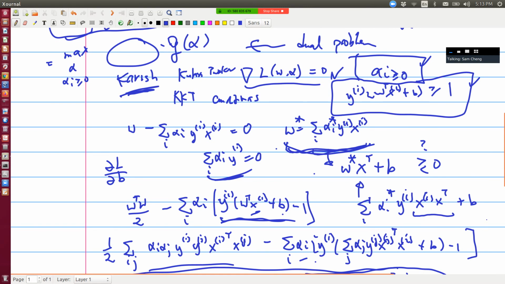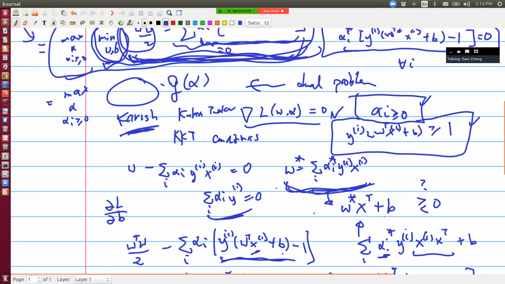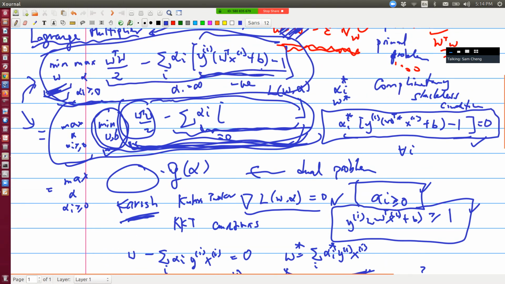One thing I want you to pay attention to is that most of the alpha_i are actually equal to 0, because earlier we said we need to satisfy this complementary slackness condition. I probably didn't emphasize this condition enough. If you look at this condition again, what is it? When this part is equal to 0, what does that mean?